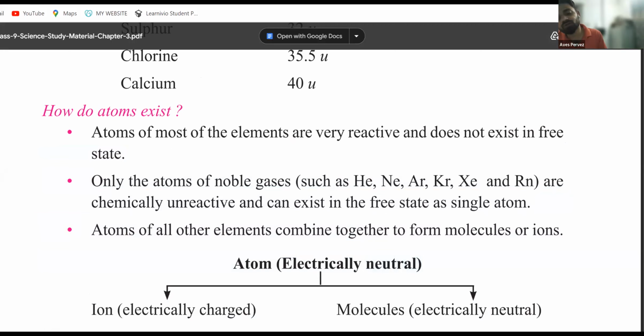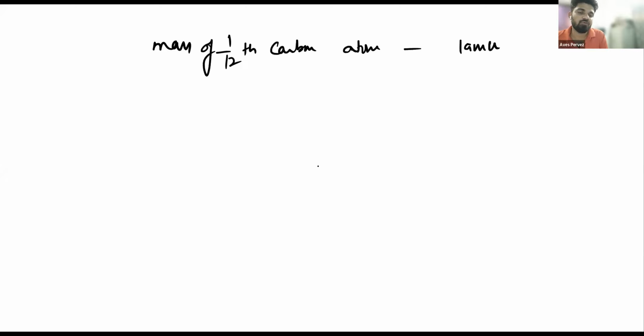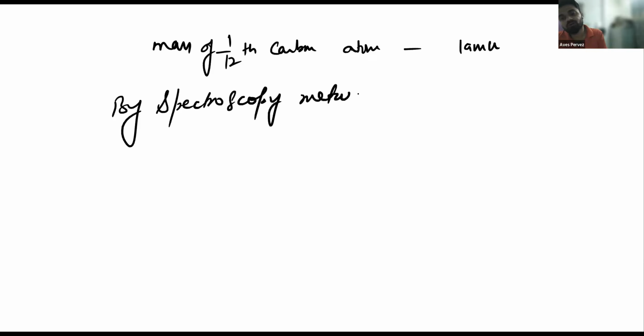after the discovery of this, when we were able to calculate the mass, 1/12 of the mass of a carbon atom was considered to be 1 AMU. But as technology increased, we were able to calculate the mass of one carbon atom in grams. By the spectroscopy method, we were able to calculate the mass of one carbon atom.